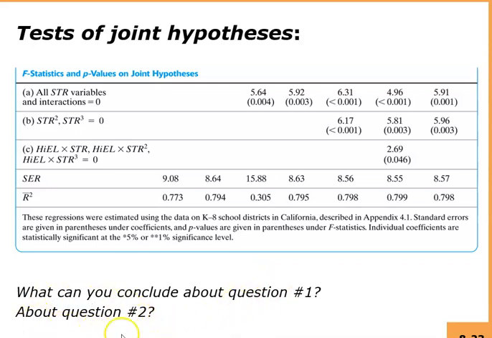And what do we answer about question 2? Once again, we can see that the joint hypothesis that the coefficients of the interaction terms are equal to 0 can be rejected at the 5% level of significance, which once again shows that there is presence of interaction between student-teacher ratio and high EL.